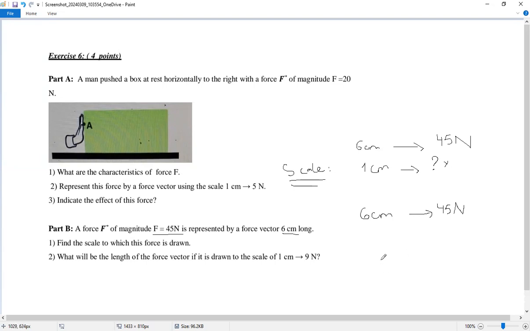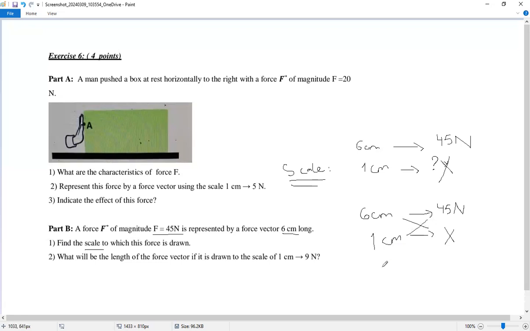Okay, so how can we calculate this? We just put 1 centimeter under the centimeter, and we want to know what every centimeter represents in Newton. So our x is in Newton. Let's do it here. So 1 centimeter is how much? Because they want us to find the scale. So 1 centimeter is how much in Newton?